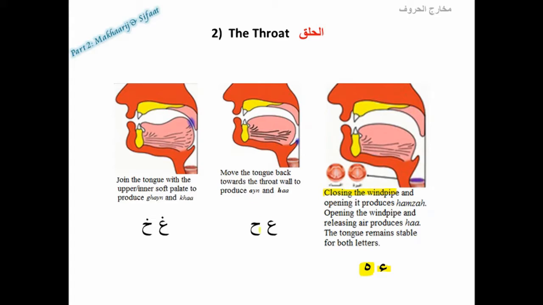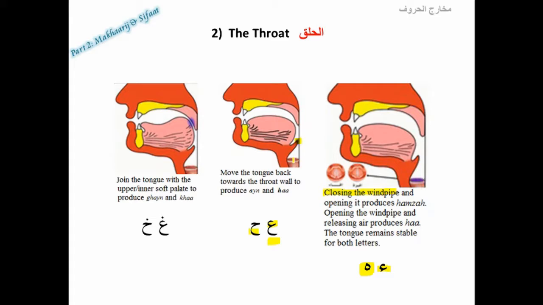Okay, so moving on. The letters Ain and Ha. Ain is a very special letter. It's very tricky. For some sisters, it's specific to the Arabic language, so it's quite tricky for some sisters. So to know where it comes from and to know its qualities would be very helpful, inshallah. So you move the tongue back towards the throat wall to produce Ain and Ha. This is around here. It's a bit above. So this is the middle of the throat. It's above Hamza and Ha.